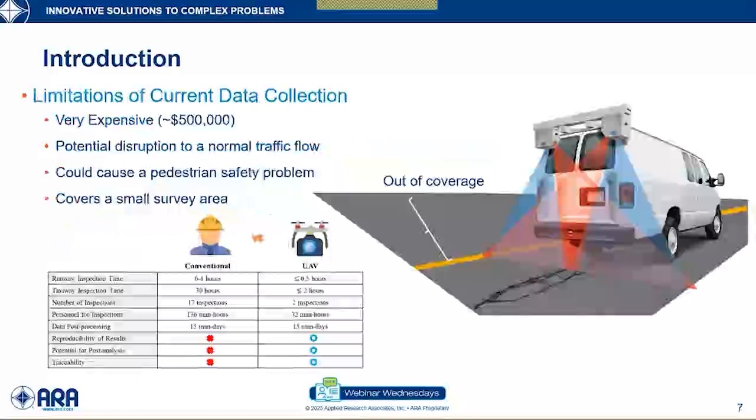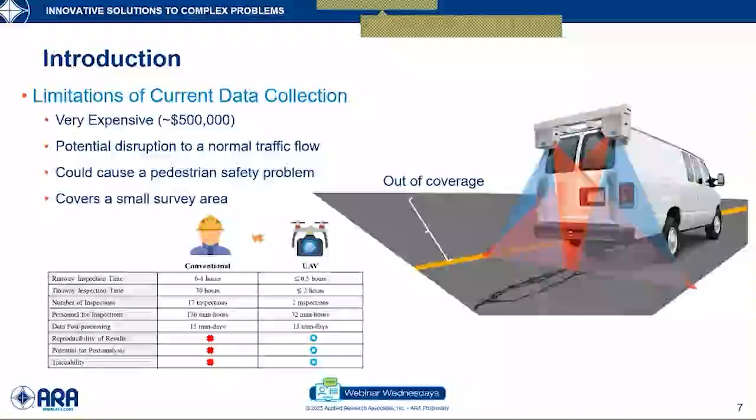The pavement condition survey is conducted following a vehicle equipped with devices like cameras, sensors, and GIS. However, this data collection method has limited reproducibility. And it is also known that this method is very, very expensive. This approach can pose a disruption to normal traffic flow and could cause a pedestrian safety problem. In addition, a camera mounted on a vehicle can only capture a small portion of the pavement surface at a time. Thus, 2 cameras were usually used to cover just one lane.